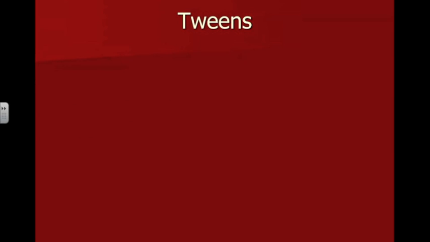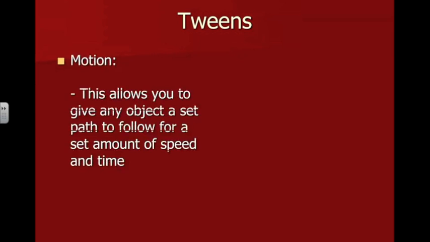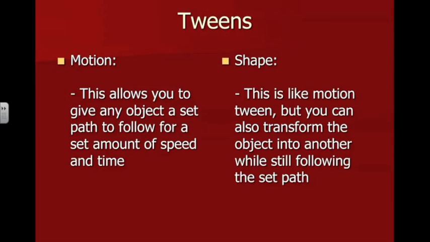Tweens. There are two different types of tweens, and this can actually help you or make animating easier. Motion. This just allows you to give any object a set path for it to follow, for a set amount of speed and time. Shape tweening is pretty much the same as motion, except while it's moving on the set path, you can make it warp into a completely different object while still following the path.